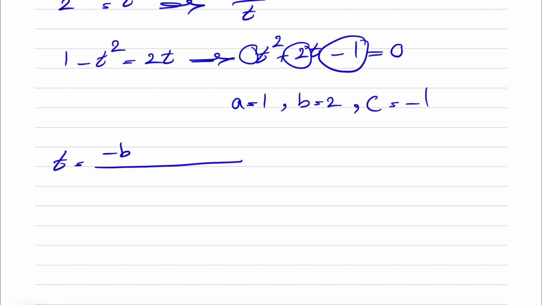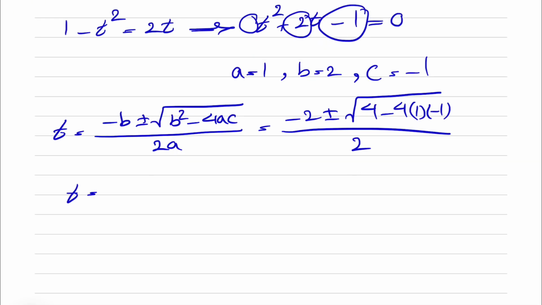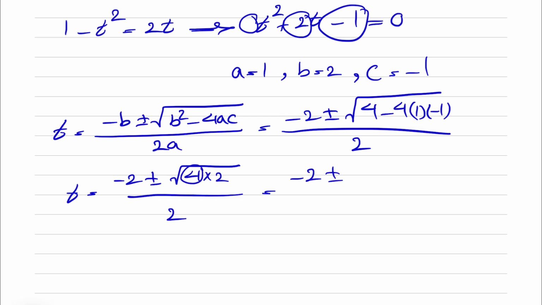Our t will be minus b plus or minus the square root of b squared minus 4 times a times c, over 2a. So minus 2 plus or minus square root of 4 minus 4 times a times c, over 2. So we're going to get 2a in here. Since our discriminant is positive, it is 4 plus 4, which is 8. So we'll get minus 2 plus or minus the square root of 8, which we can write as 4 times 2, over 2. And the reason is that we can take the 4 out of the square root. So minus 2 plus or minus 2 square root of 2 over 2.